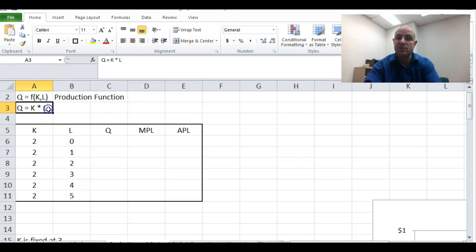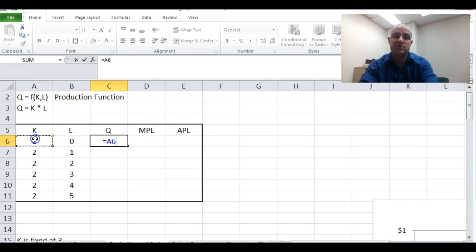So again, the production function is saying that output equals capital times labor. Now, it's typically not going to be, well, it's not going to be this simple. So when we do that, the amount of capital times the amount of labor.